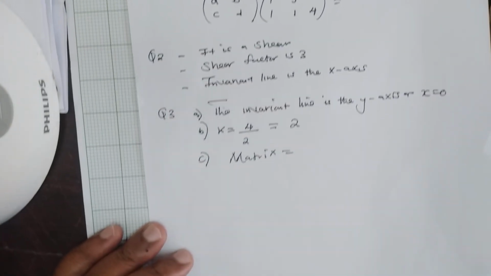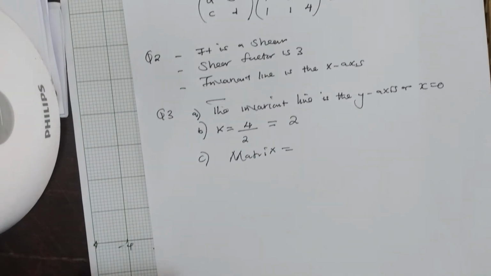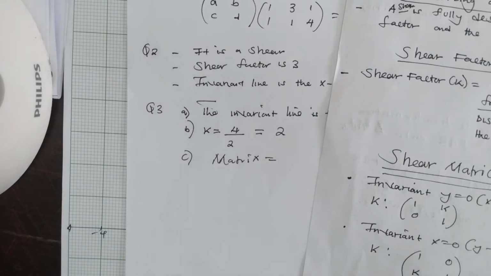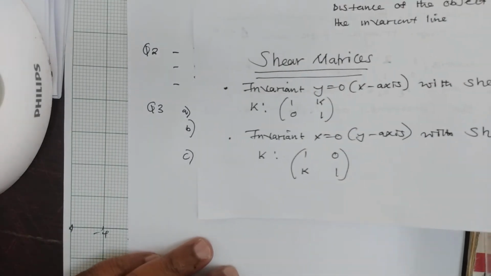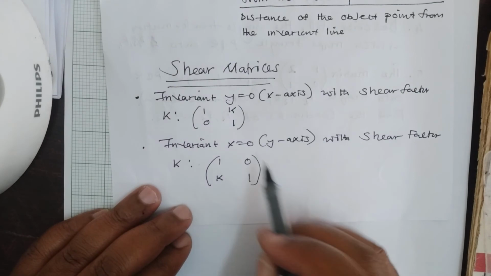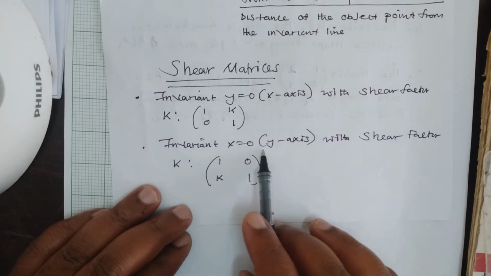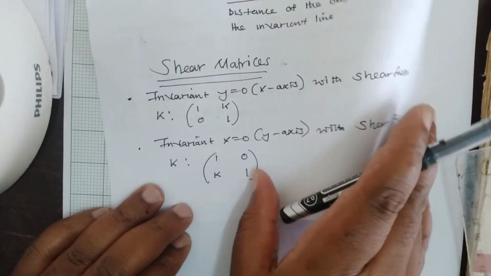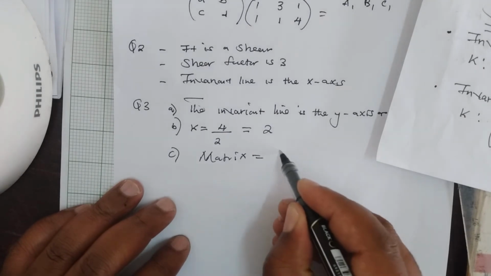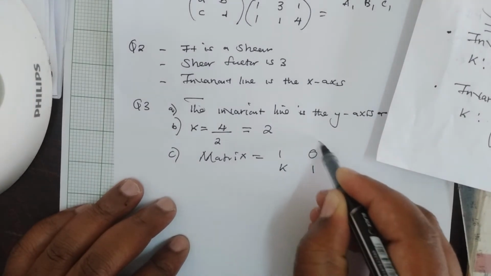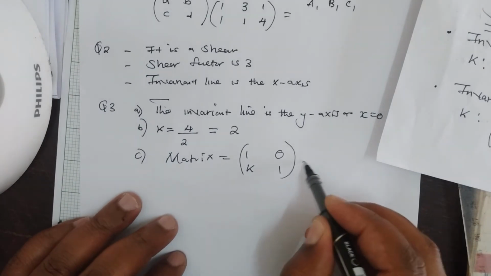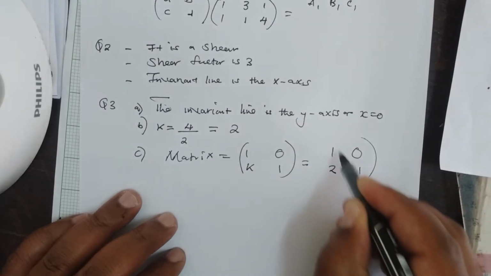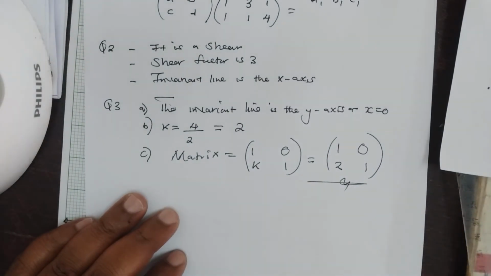So for the matrix, we must use either this one or this one. But we are saying the y-axis is the invariant line, so we are going to use 1 0, k 1. So here we have 1, 0. What is our k? k is 2. Here 1. This is the matrix. You can try to multiply, then you'll be able to get that.